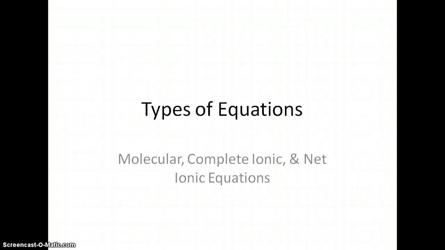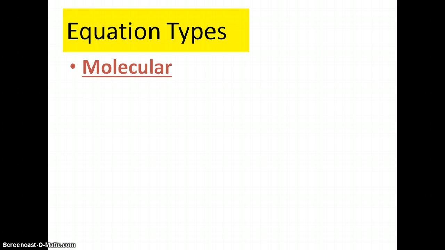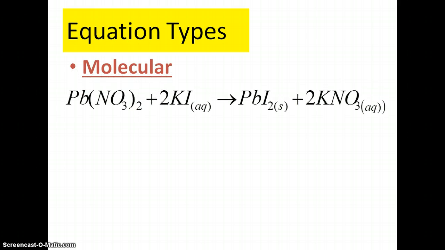All right, in this podcast, we're going to talk about different types of equations. There are several different types of equations that you're going to have to deal with. The first is the molecular equation. The molecular equation is what you're used to. You're used to writing the equation, and then we assign the states of matter, which we'll get to in just a second. So this is what we're used to writing.